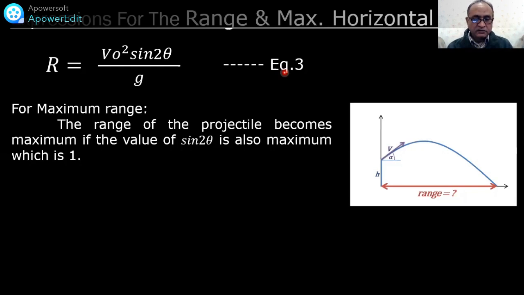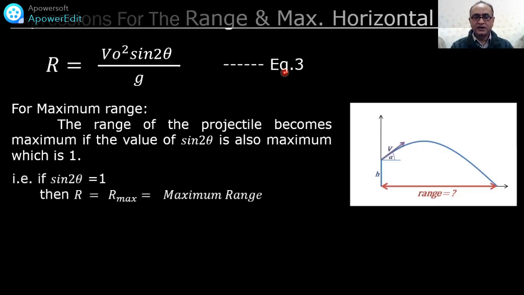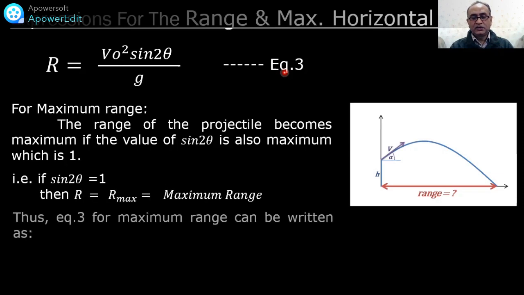Right. So the range of the projectile becomes maximum if the value of sine 2 theta is also maximum, which is 1. So this range would be maximum if sine 2 theta is equal to 1. So we'll substitute the value of sine 2 theta is equal to 1 over here. If we substitute sine 2 theta is equal to 1, then this range will become horizontal maximum range. And equation number 3 can be reduced to R is equal to V naught square into 1 upon G.